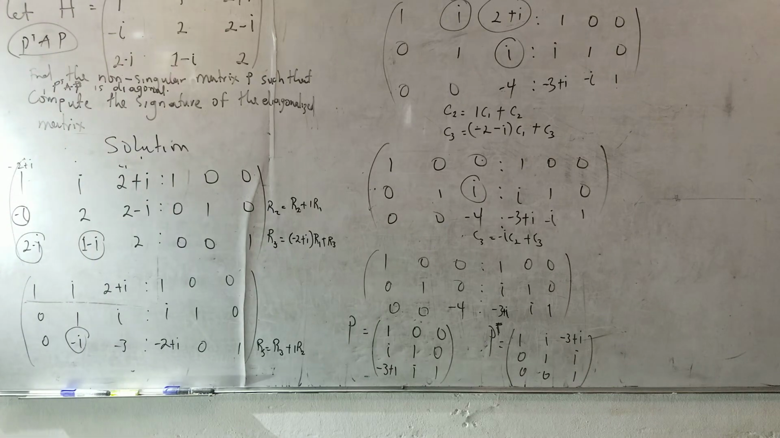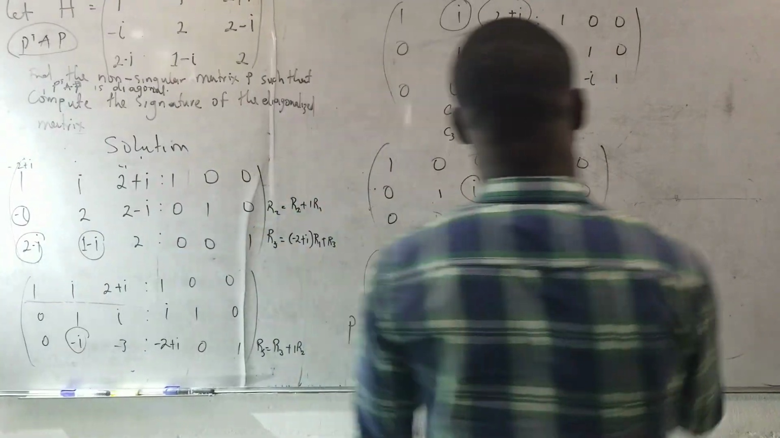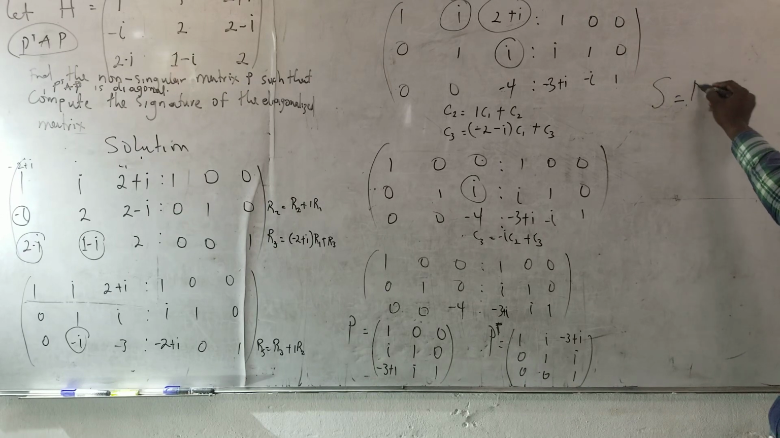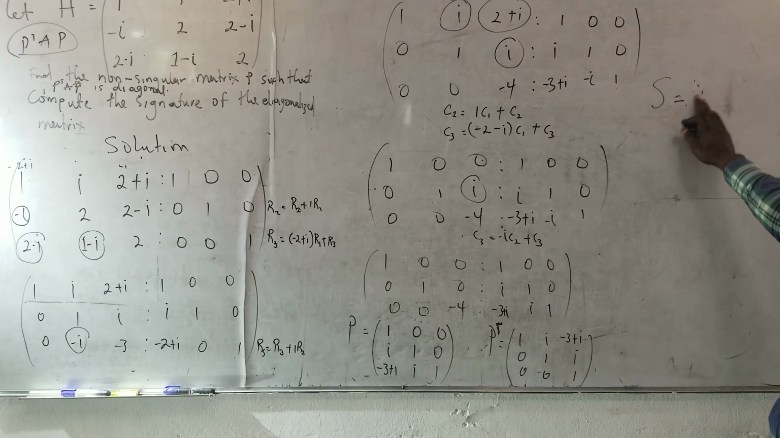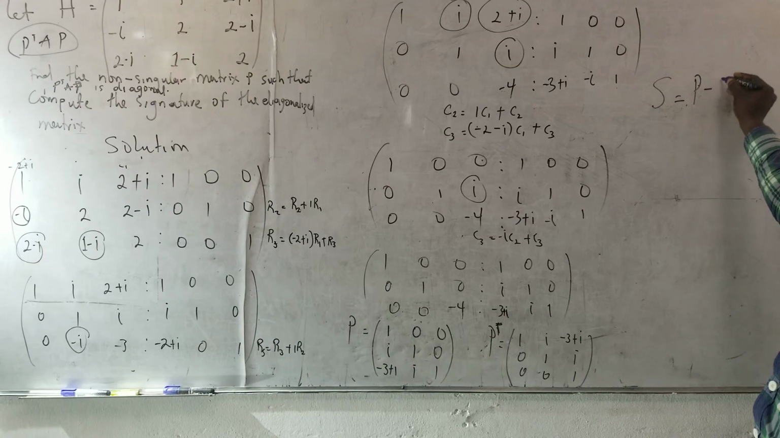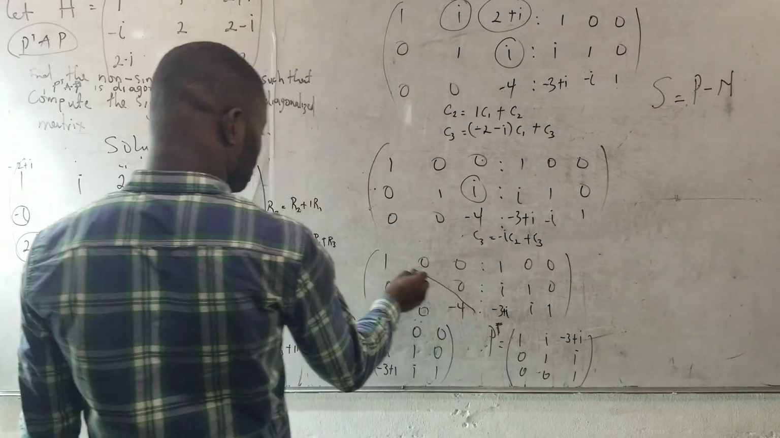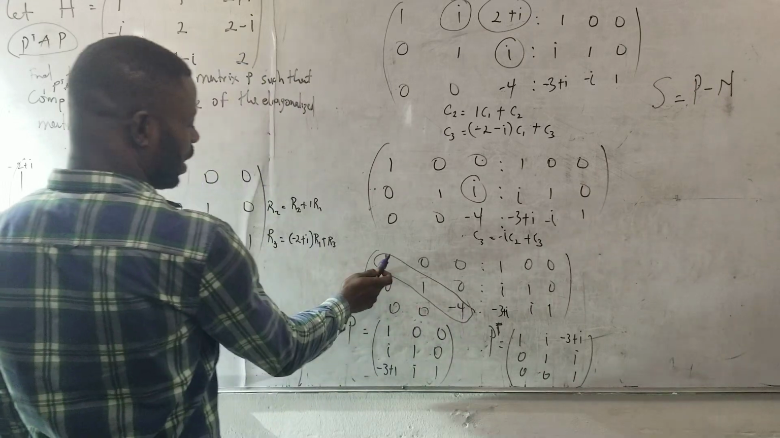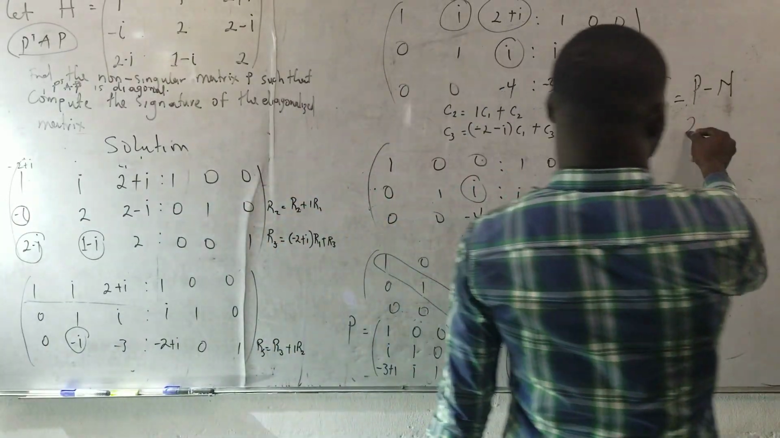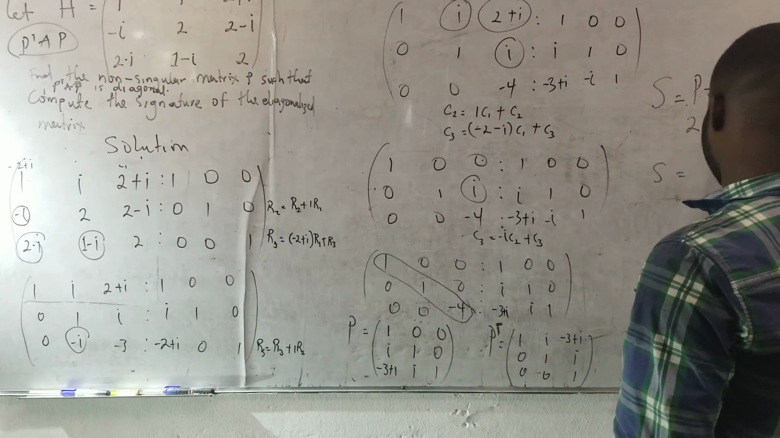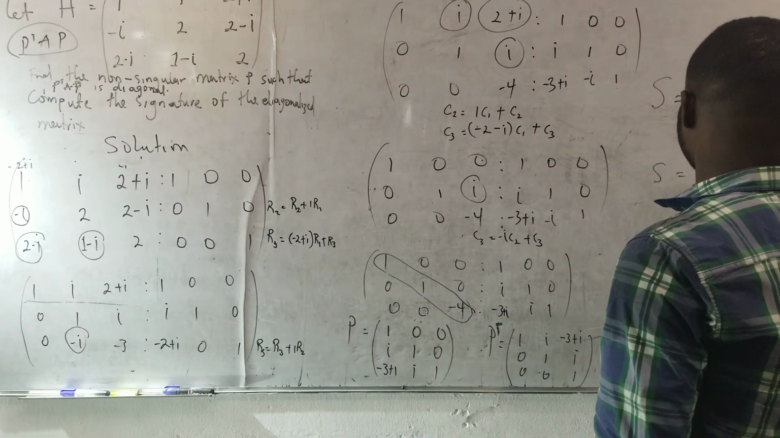Now the last thing I want to find is its signature. My signature will be equal to the number of positive entries minus the number of negative entries. How many positive entries are we having here? This is what we're going to consider. We have 1, 2, which is 2, minus the negative, which is 1. So my signature is 1. That is my signature.